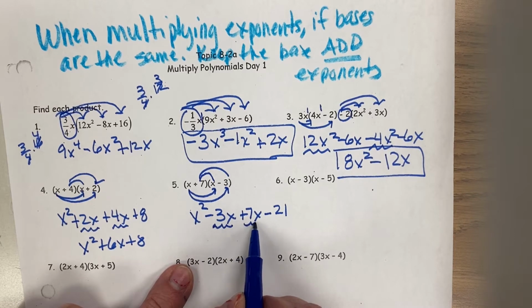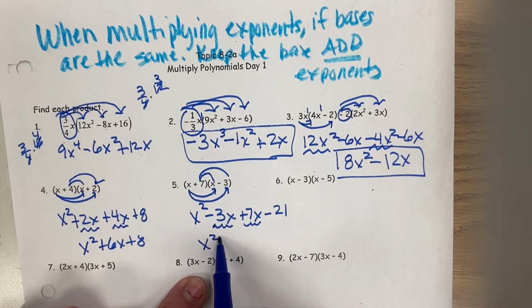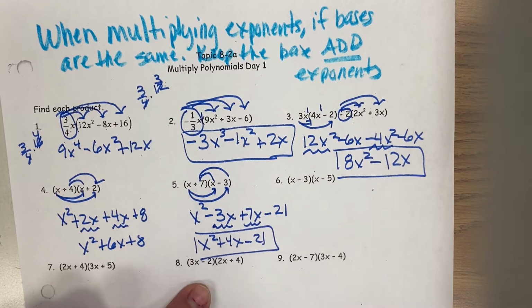Now I'm going to go in and combine my like terms or my middle terms, and now I have x squared plus 4x minus 21. So all I have done is distributed.